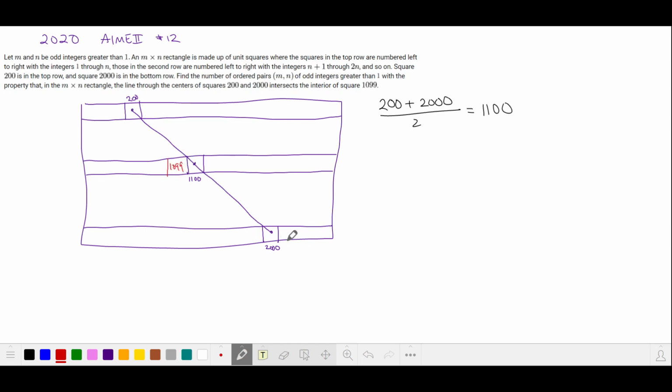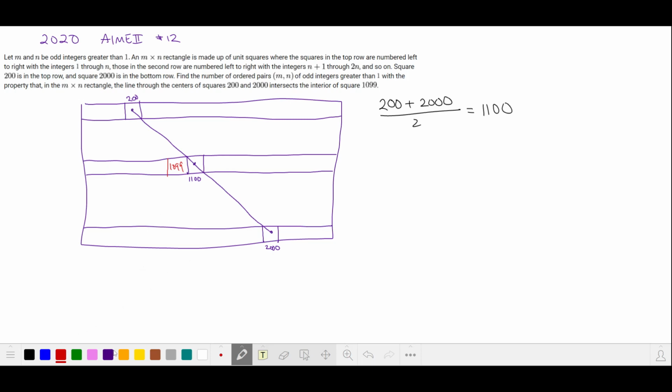1099. And we notice that if we pass through 1100 through these vertices, we are not going to pass through the interior of square 1099, but if the slope of the line increases a little bit, it will pass through the interior. So that results when 200 is a little bit to the left and 2000 is a little bit to the right. I drew 200 and 2000 arbitrarily.